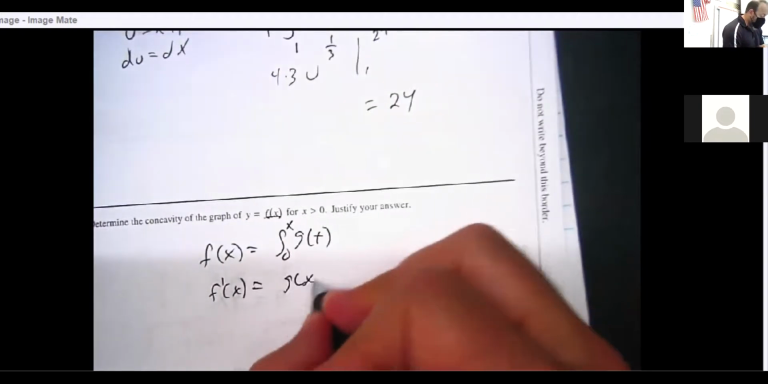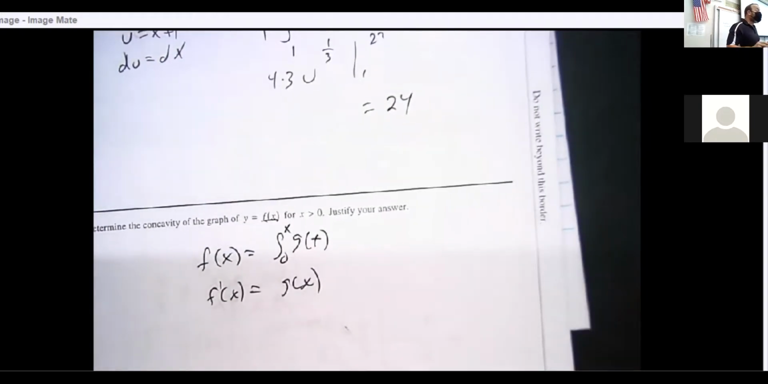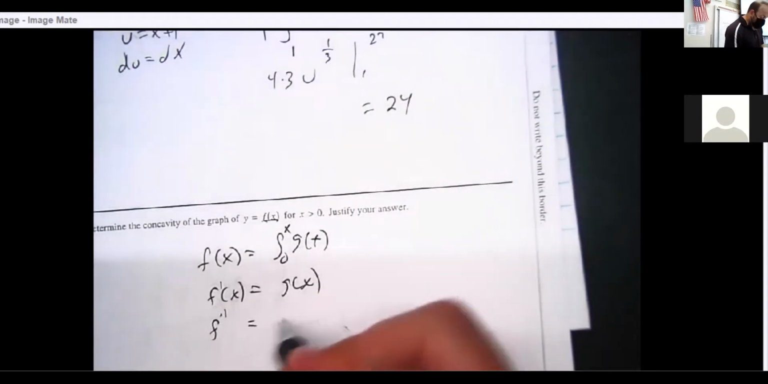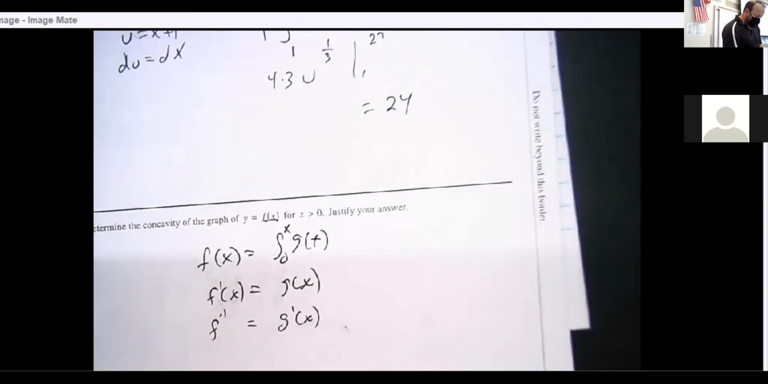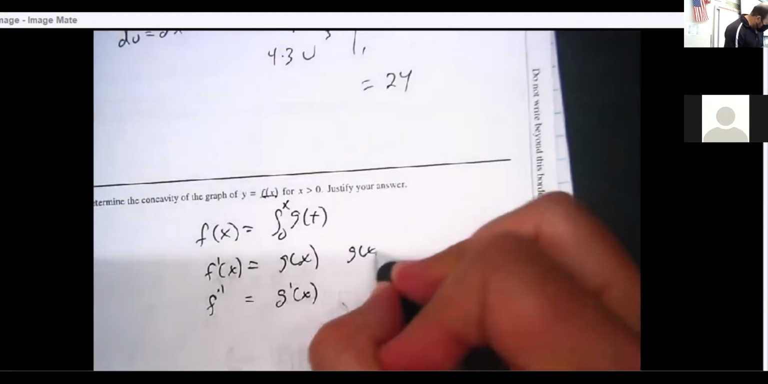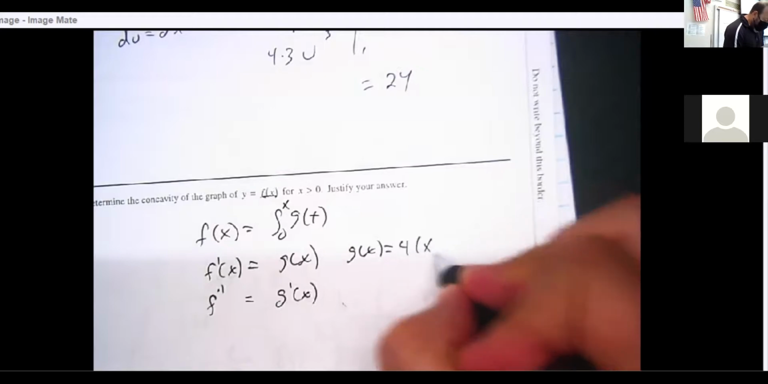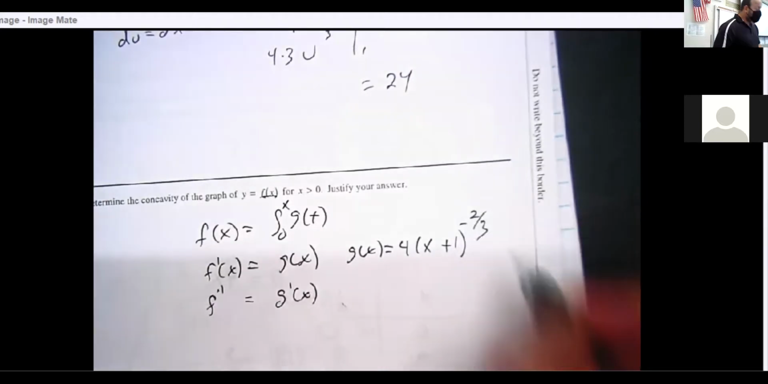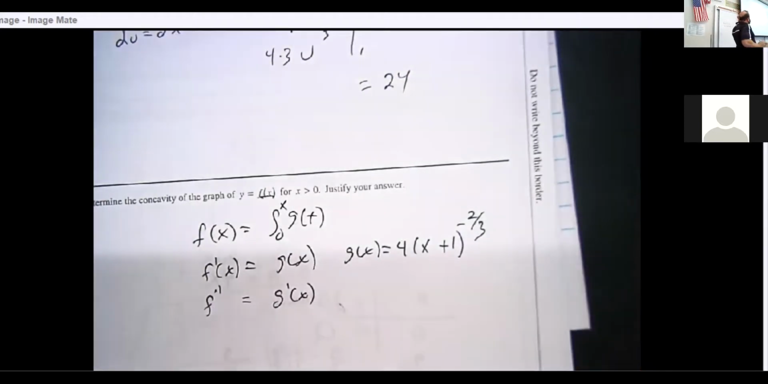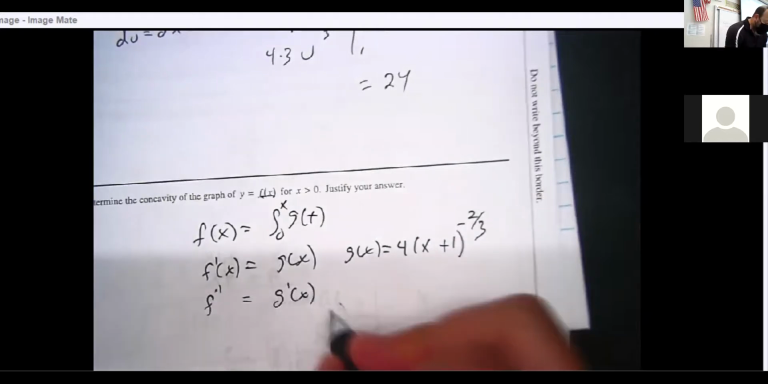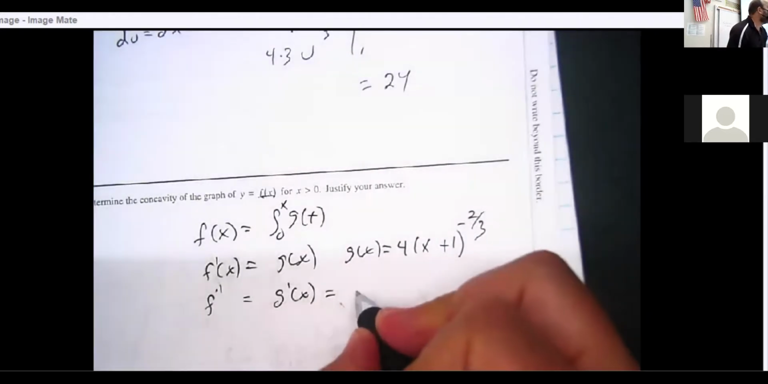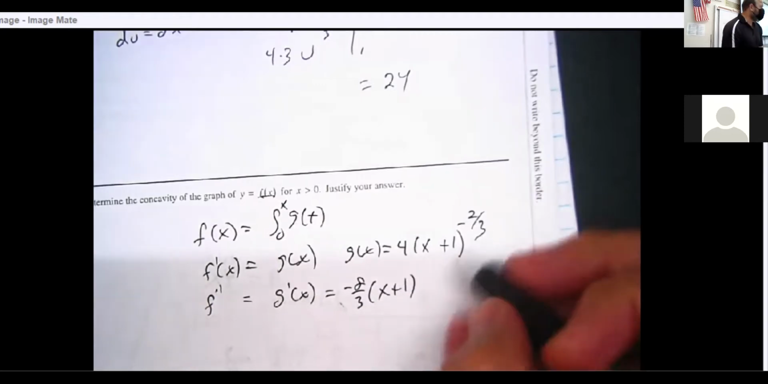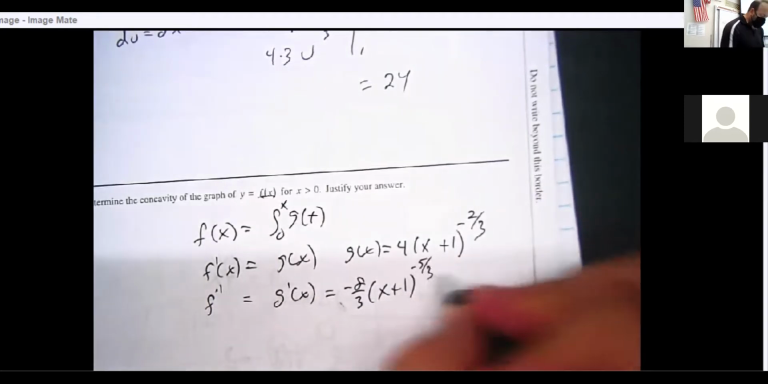That's g of x. That's called the fundamental theorem of calculus part 2. And so what is f double prime? The derivative of g. So we need to now go find the derivative of g. So if g itself was 4 blah, blah, blah, this isn't going to be too bad. What's the derivative of that? I got first thing, negative 8/3, x plus 1 to the negative 5/3.